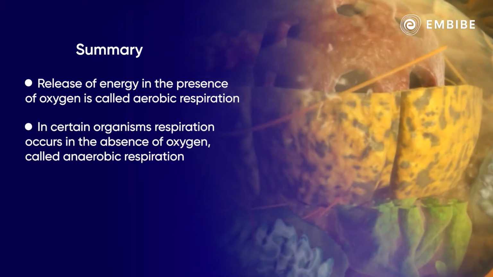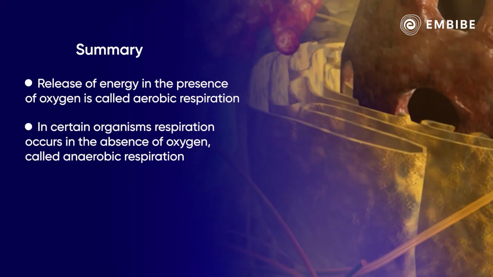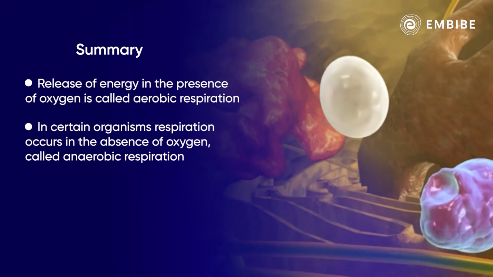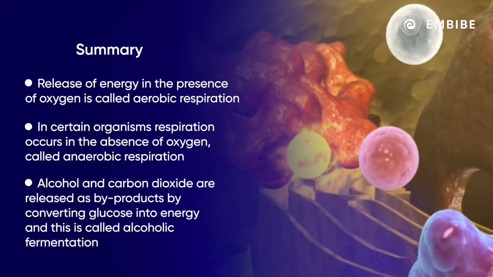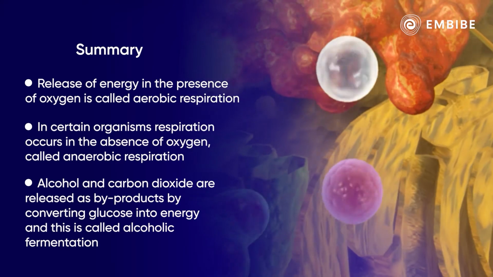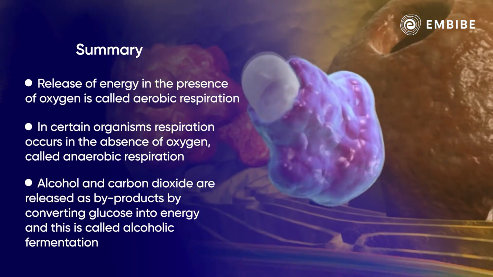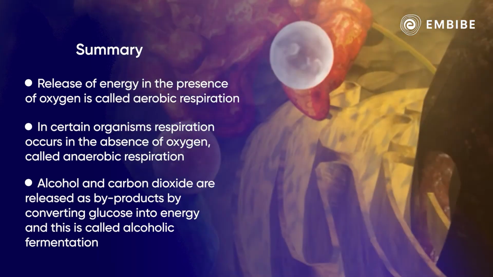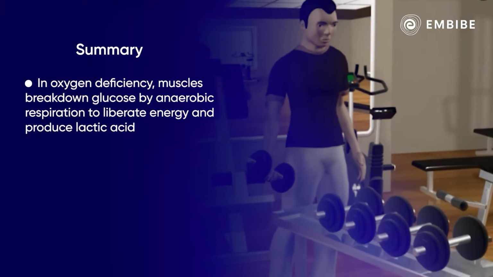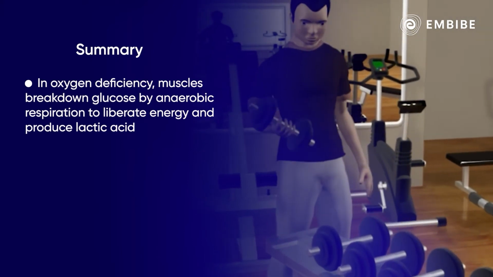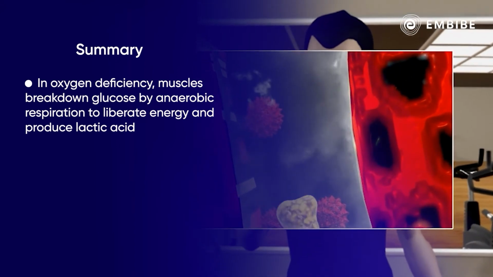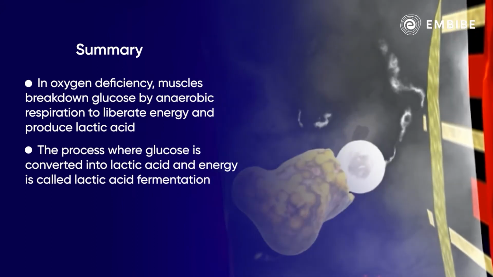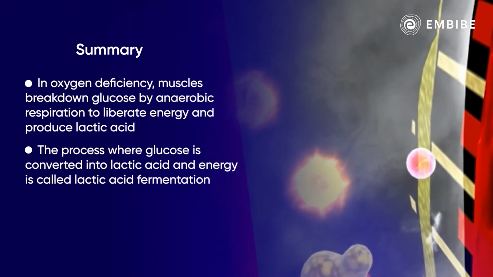In certain organisms like yeast, respiration occurs in the absence of oxygen, and this type of respiration is called anaerobic respiration. Here, alcohol and carbon dioxide are released as byproducts. The process where glucose is converted to energy by producing ethanol and carbon dioxide is called alcoholic fermentation. In humans, muscles try to break down glucose to liberate energy for a short period of time, producing lactic acid. This process of lactic acid formation is called lactic acid fermentation.